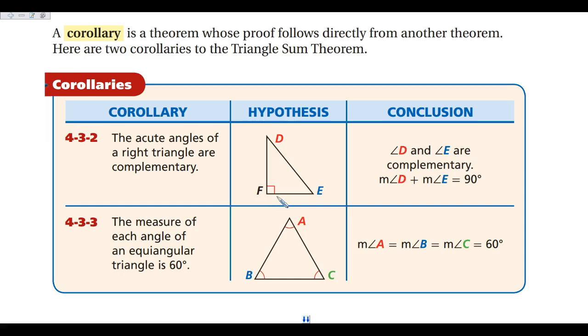Also, an extension of that theorem, our next corollary, is that the measure of each angle in an equiangular triangle is 60 degrees. I know that again, it's 180 degrees for all three of them. If they're all equal, I take 180 and divide it by 3, and that's going to give me 60 degrees. So each angle in an equiangular triangle is 60 degrees. All right?